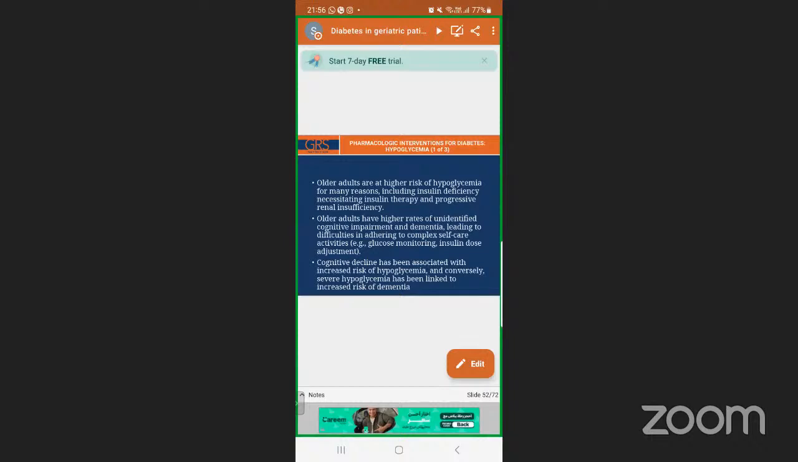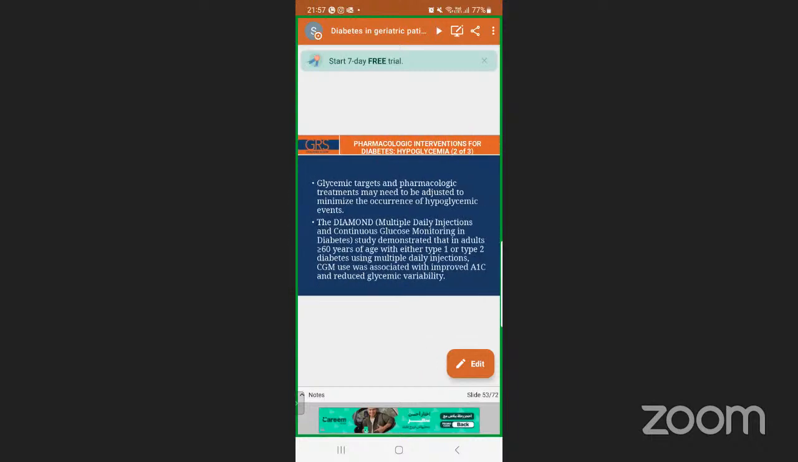Older adults have higher rates of unidentified cognitive impairment and dementia, leading to difficulties in adhering to complex self-care activities like frequent glucose monitoring or insulin dose adjustment. Cognitive decline has been associated with increased risk of hypoglycemia, and conversely, severe hypoglycemia has been linked to increased risk of dementia. Glycemic targets and pharmacologic treatments may need to be adjusted to minimize the occurrence of hypoglycemic events.